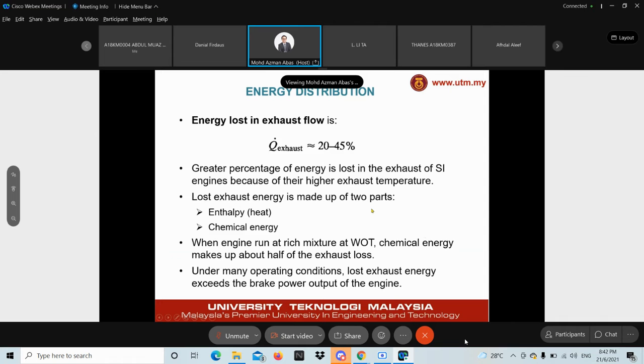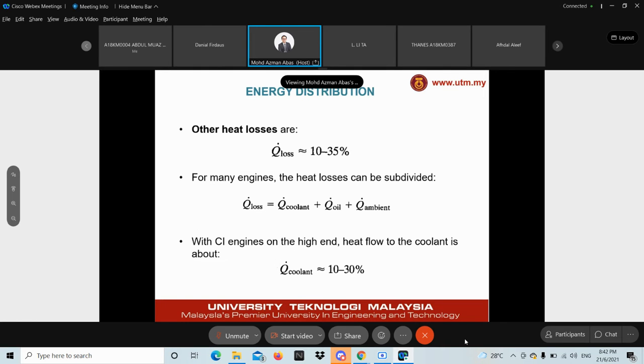A greater percentage of energy is lost in the exhaust of spark ignition engines because of their higher exhaust temperature. Lost exhaust energy is made of two parts, which are the enthalpy or heat, and also chemical energy. When the engine runs at rich mixture at wide open throttle, chemical energy makes up about half of the exhaust loss. Under many operating conditions, lost exhaust energy exceeds the brake power output of the engine. So this is just for your information on what's going on with the exhaust loss.